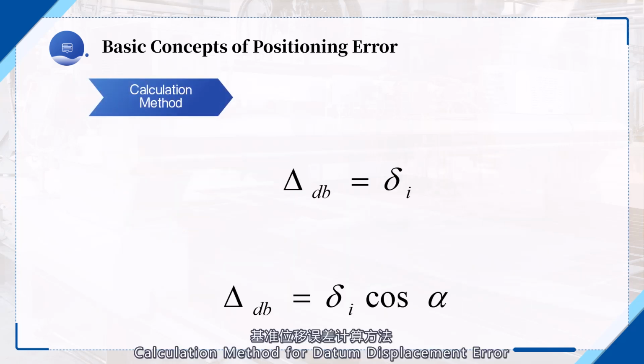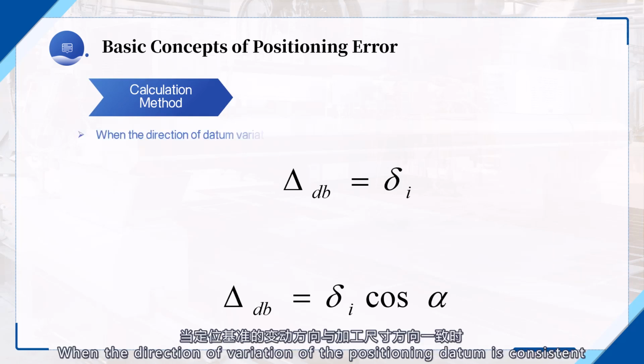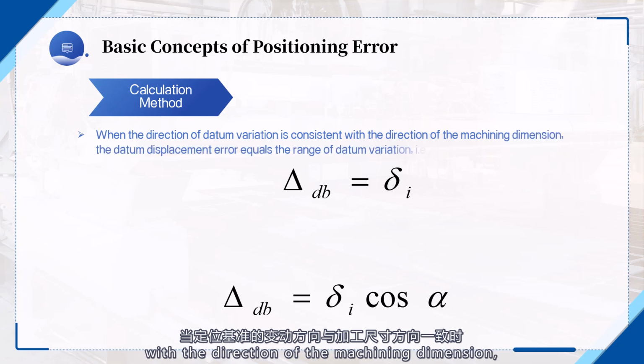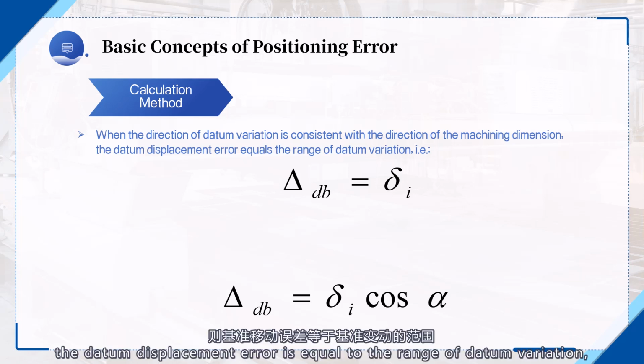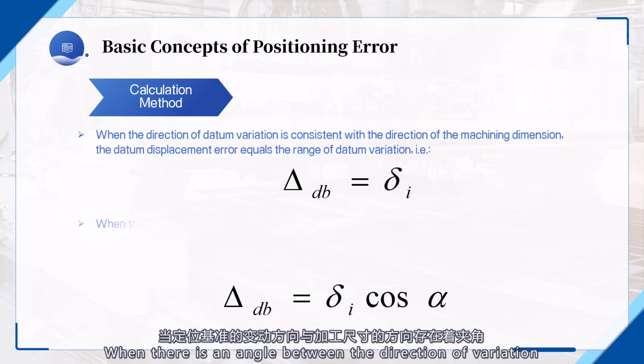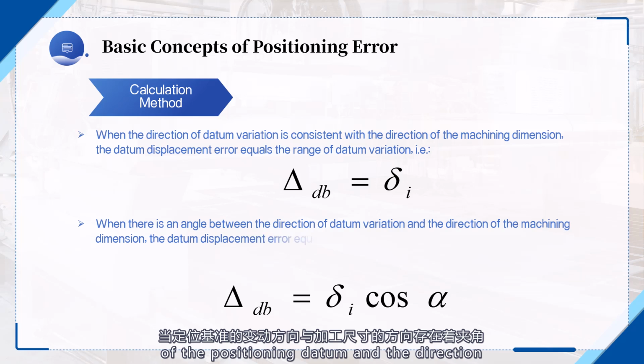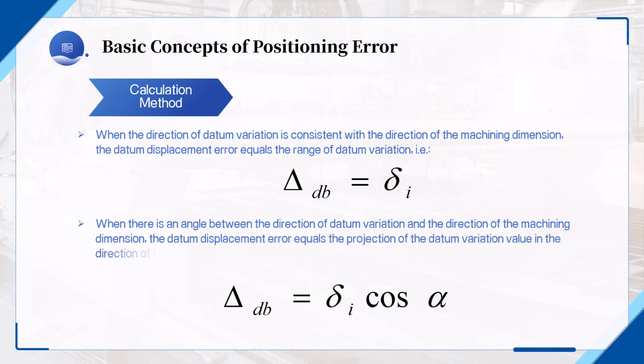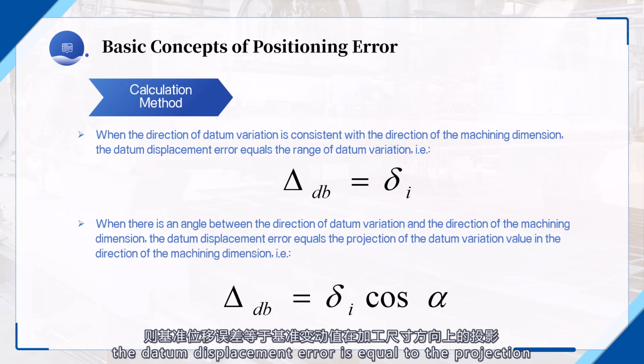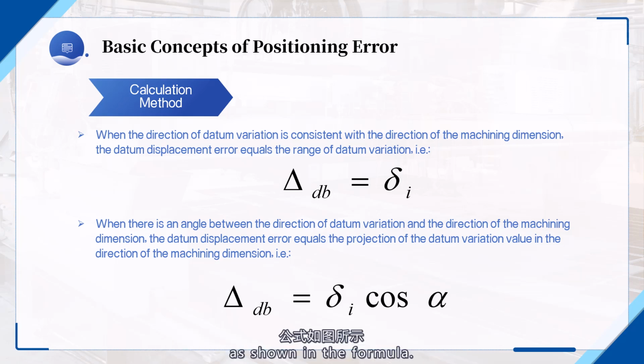Calculation method for datum displacement error. When the direction of variation of the positioning datum is consistent with the direction of the machining dimension, the datum displacement error is equal to the range of datum variation, as shown in the formula. When there is an angle between the direction of variation of the positioning datum and the direction of the machining dimension, the datum displacement error is equal to the projection of the datum variation value in the direction of the machining dimension, as shown in the formula.